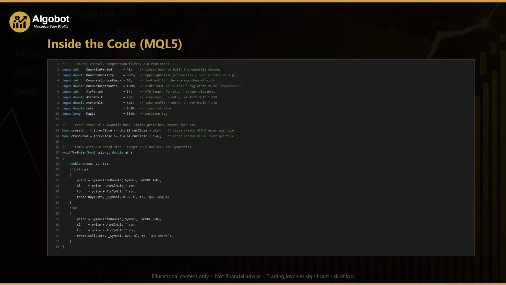Let's read through the code the way you'd see it in MetaEditor. At the top are the inputs.